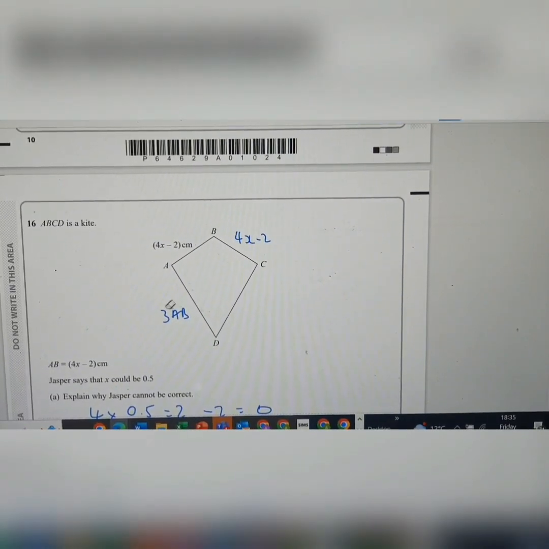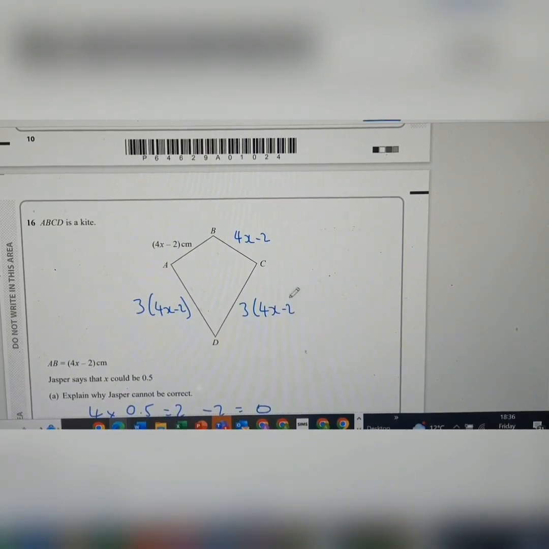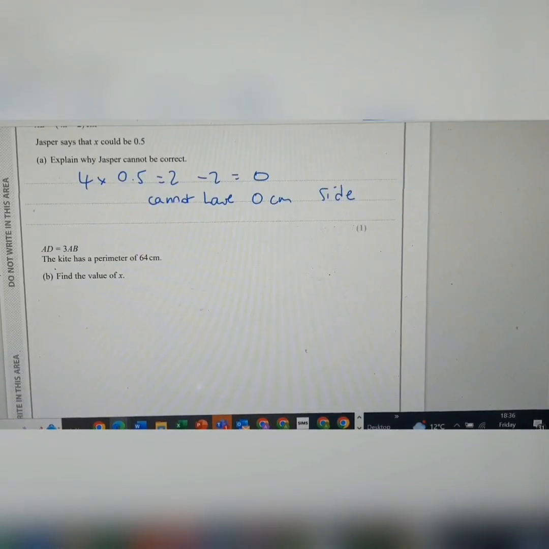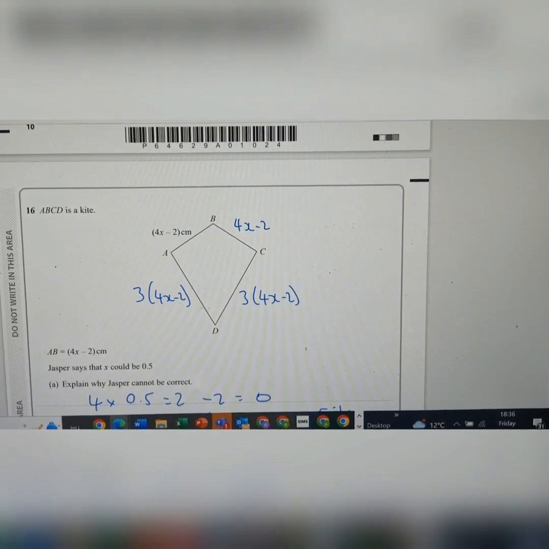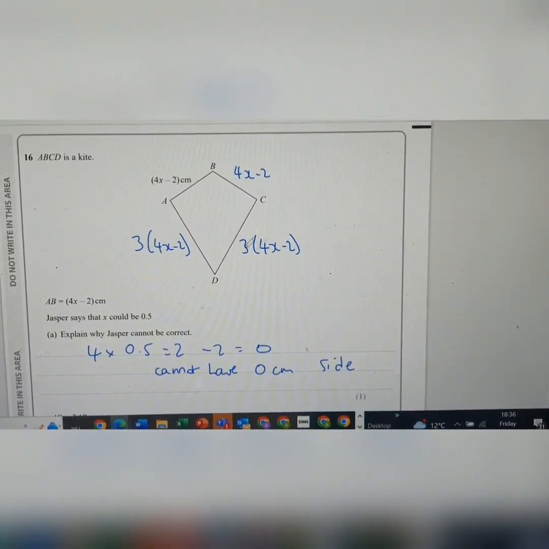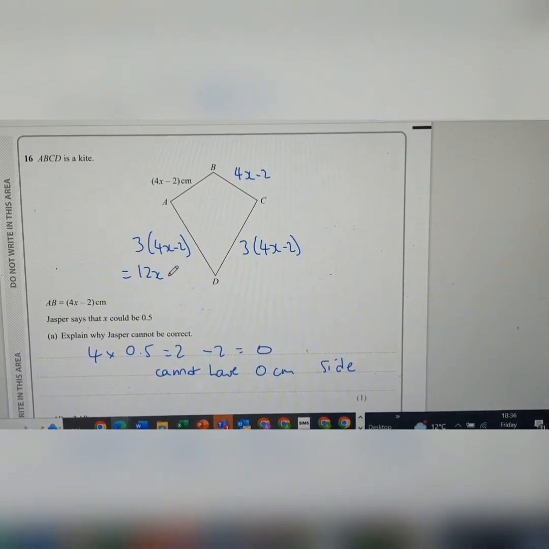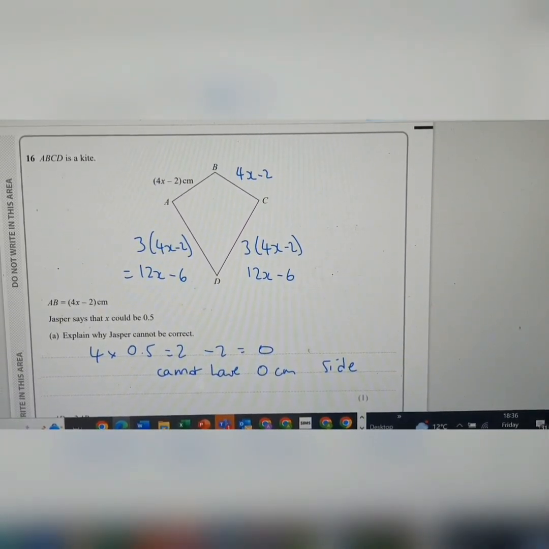I'm just going to write it again as 3 lots of 4x take away 2. And all of these values add up to a perimeter of 64. So 4x minus 2 plus 4x minus 2 plus these two sides, we're going to expand that. This expands to 12x minus 6, 12x minus 6. So we're going to add all this up and make them equal to 64.